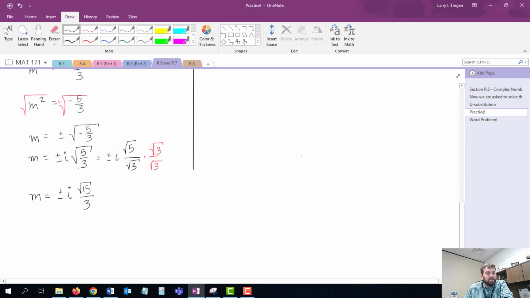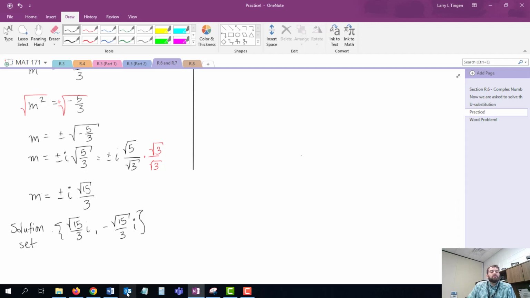So what does my solution set look like? My solution set contains root 15 over 3 i and negative root 15 over 3 i. Okay. The i going at the end is just that traditional form for writing a complex number, so that you have that form a plus bi. In this case, our real portion is 0.